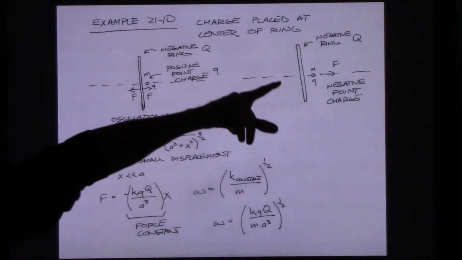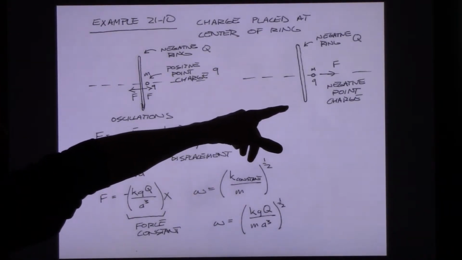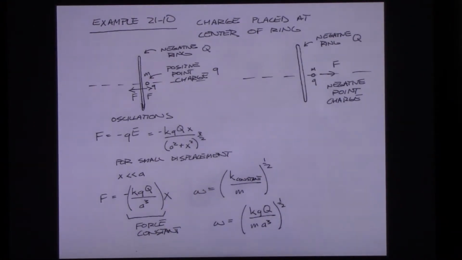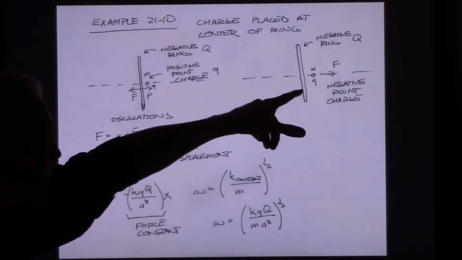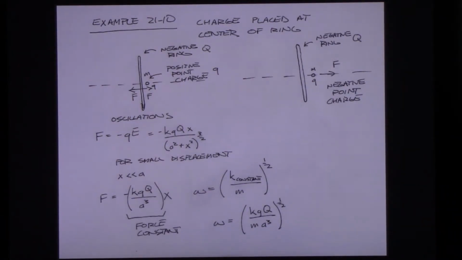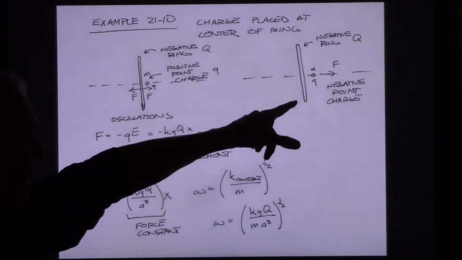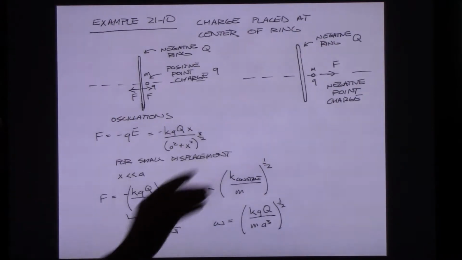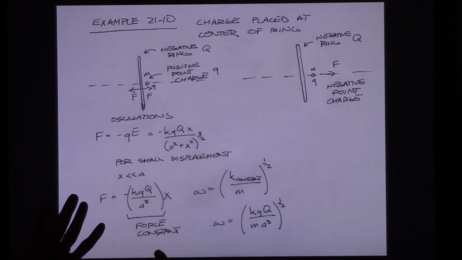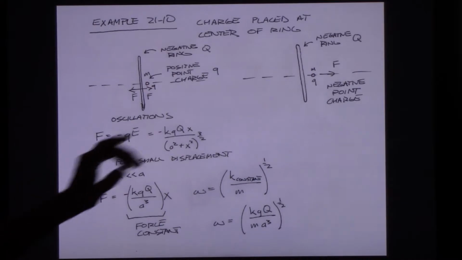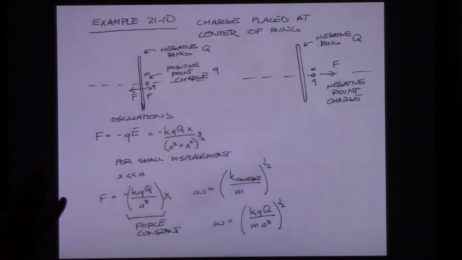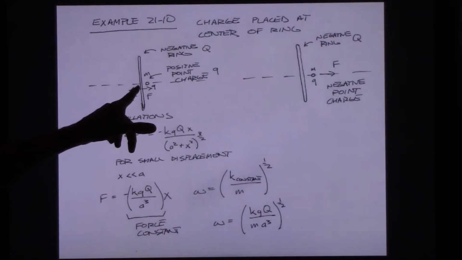Now, let's take a look at what happens if the point charge is negative. We're going to keep the same ring. The ring is still going to be negatively charged. Now, the point charge itself is negative. What happens in this case? Exactly. The negative ring and the negative point charge repel. They push away from each other. So that means this charge is going to be pushed away from the ring. It's not coming back.